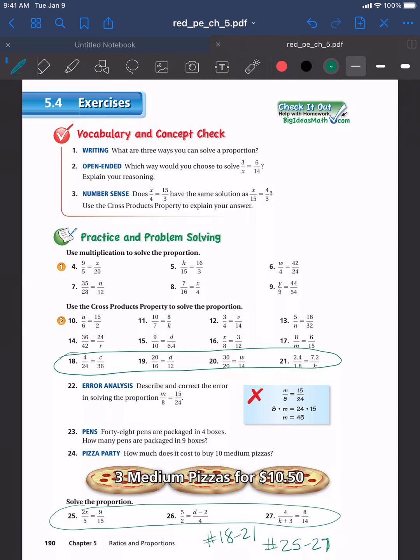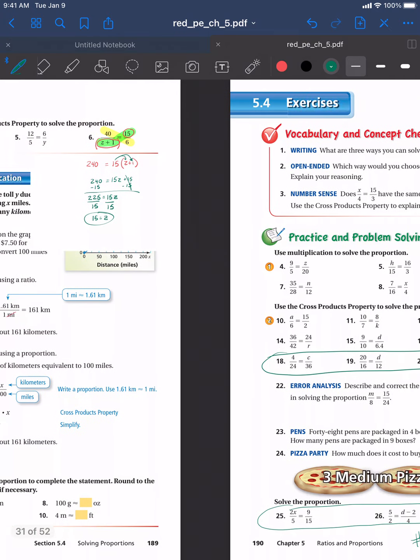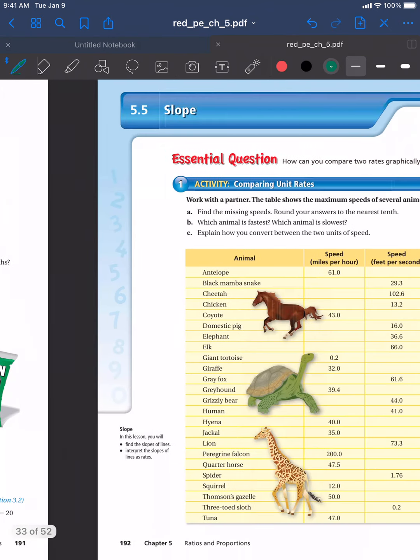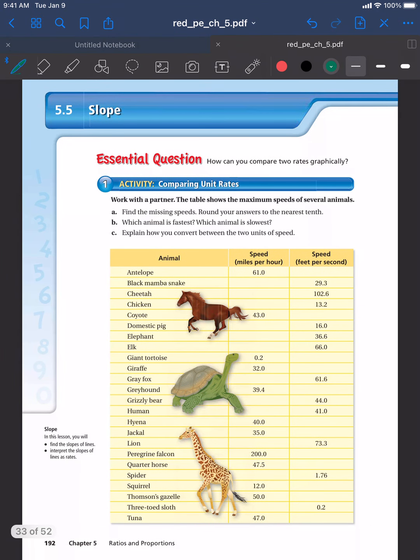Now that's not it. That's just your homework for lesson 5.4. Like I said, we're going to squish these two lessons together because they're awfully easy. Just those, let's see, it's 4, 5, 6, 7 problems. That's it. 7 problems for 5.4. Now, we're going to talk about 5.5.